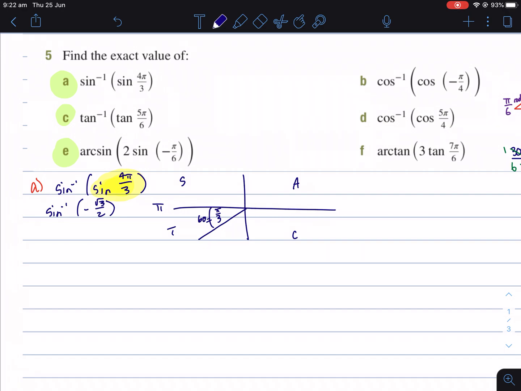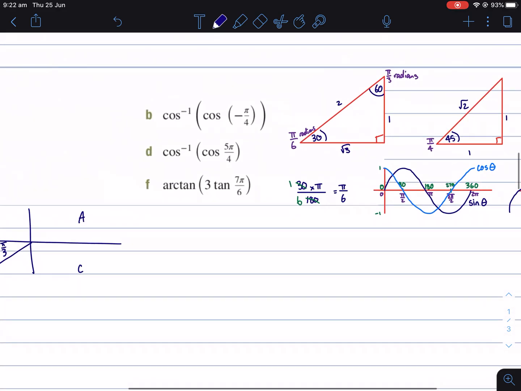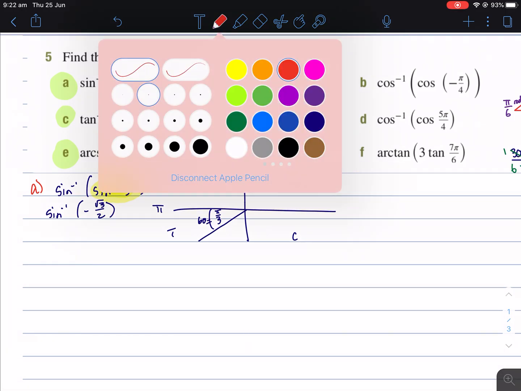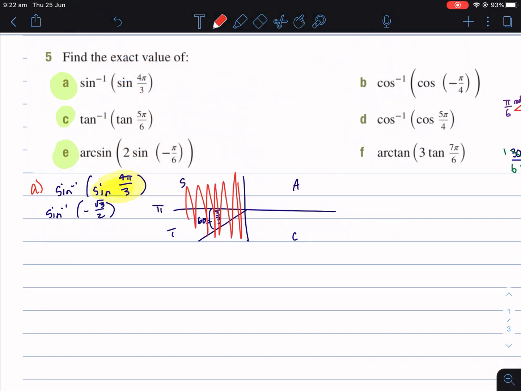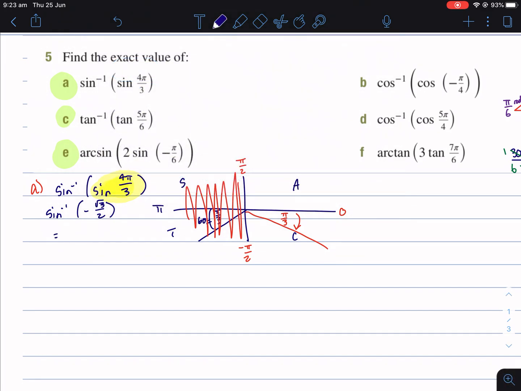Now, arcsine of negative root 3 on 2, we're still wanting 60, but if we're doing arcsine, we don't want this half. We want between negative pi on 2 and pi on 2. So negative root 3 on 2 is going to be going down this way, pi on 3, which is 60. So it's negative pi on 3.